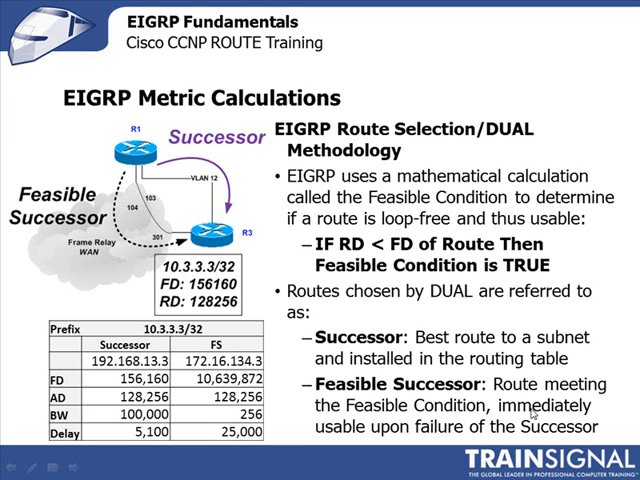So you can see here, just looking at the math, you have the feasible distance to 10.3.3.3 as 156160 and the reported distance of 128256.